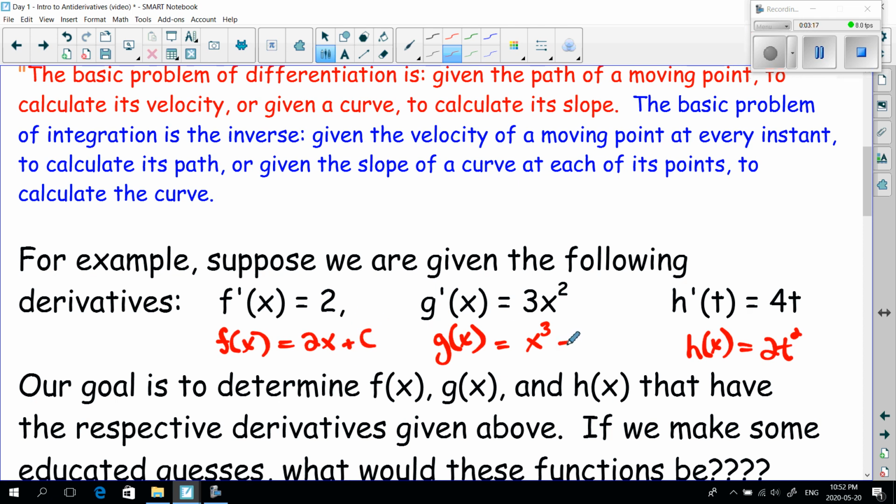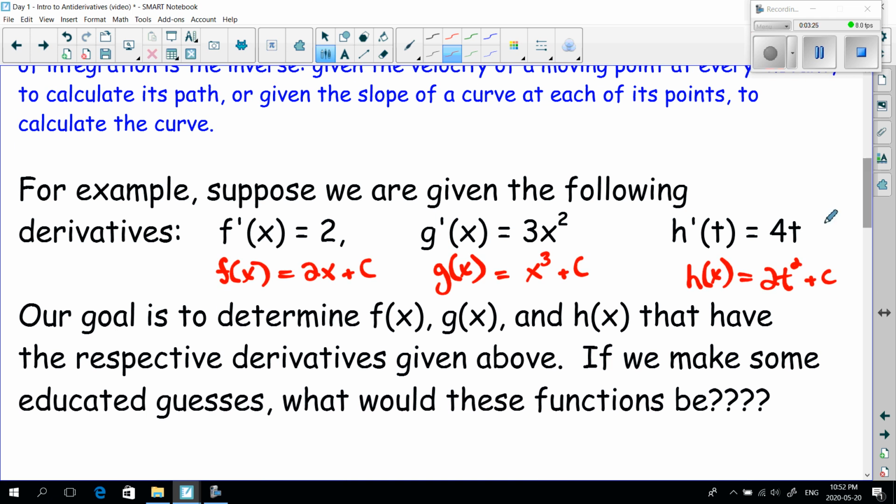And when we're doing a general antiderivative, it's important to write plus c after you find the antiderivative, because there could be a constant back here. A general antiderivative actually represents a family of curves, and I'll show you what I mean by that in a minute.